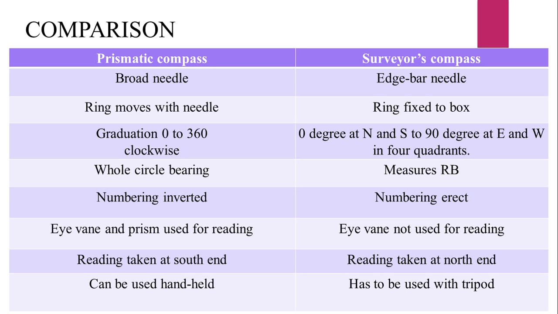In prismatic compass, eye vane and prism is used for reading, whereas in surveyor's compass, eye vane is not used for reading. In prismatic compass, the reading is taken at the south end, whereas in surveyor's compass, reading is taken at the north end. The prismatic compass can be used handheld, whereas the surveyor's compass is to be used with a tripod.